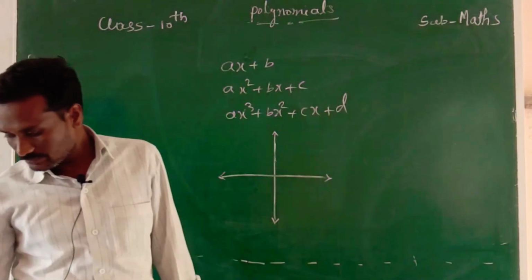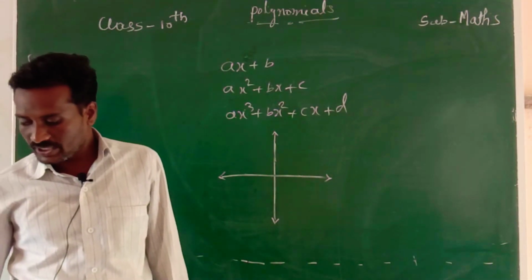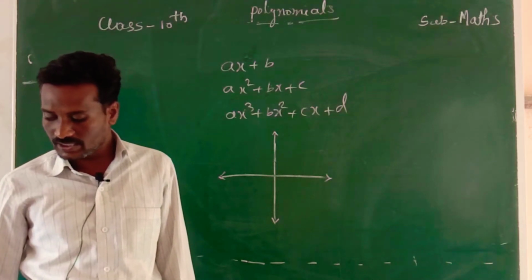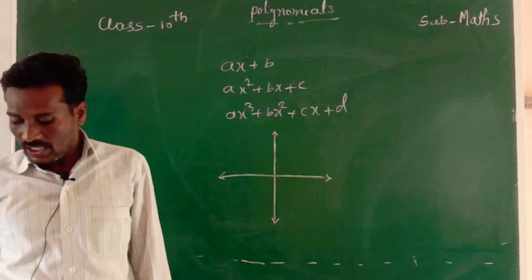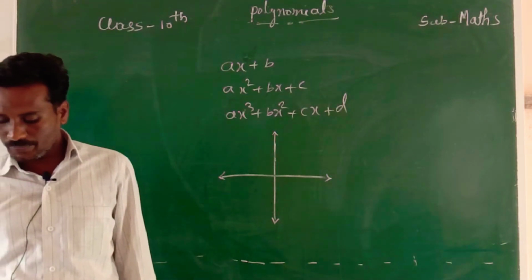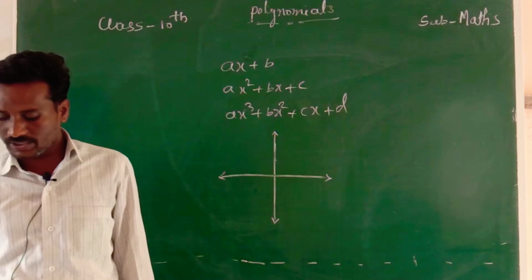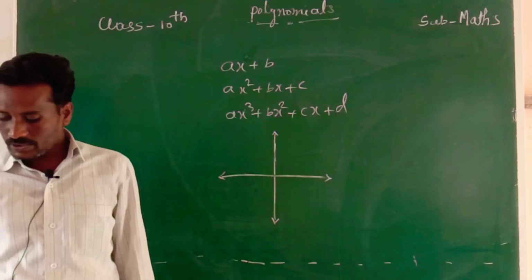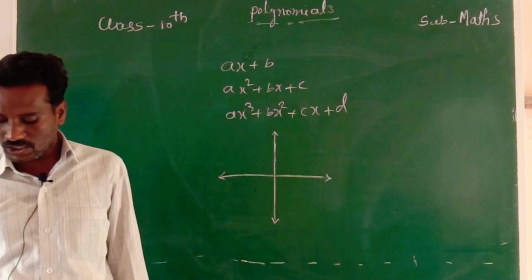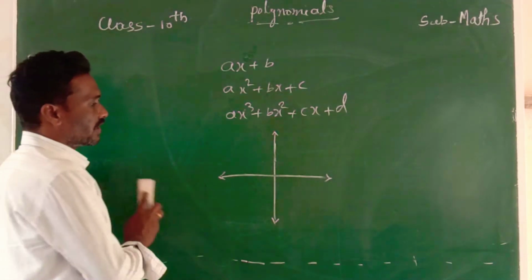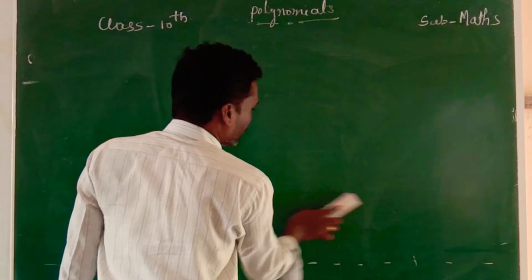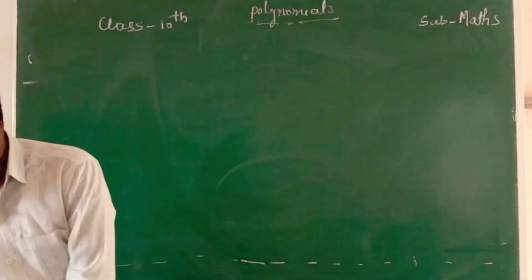Page number 28, 10th standard, second lesson, exercise 2.1. The graph of y equal to p of x is given in figure 2.10 below. For some polynomial p of x, find the number of zeros of p of x in each case. Some diagrams are also there. To see the diagram, I will write it here.